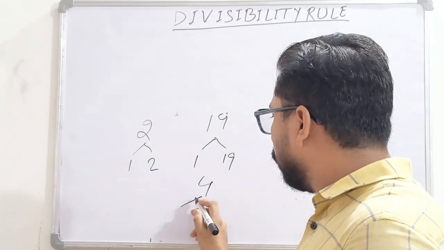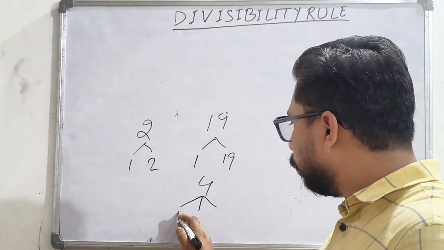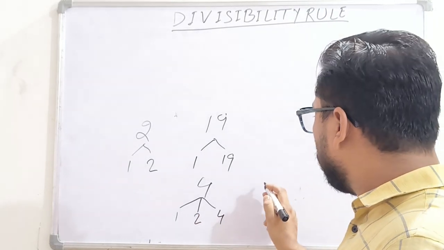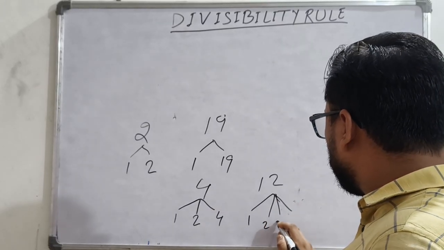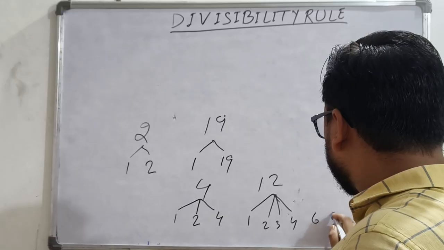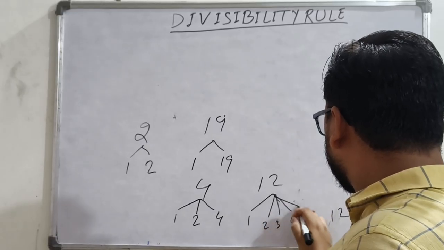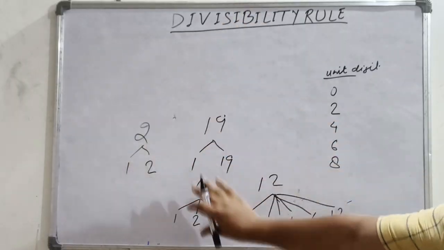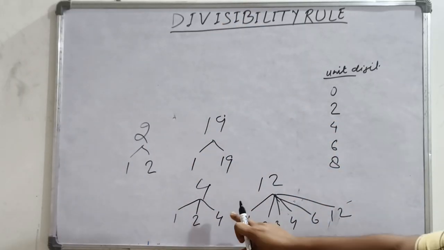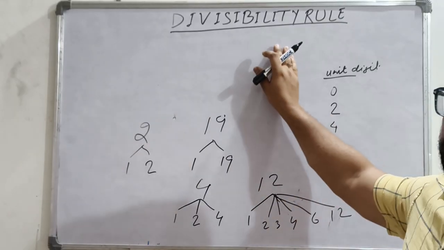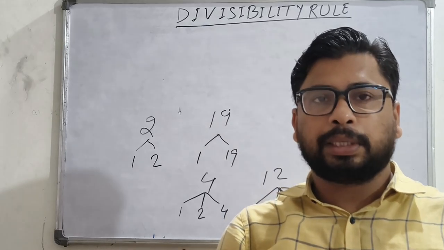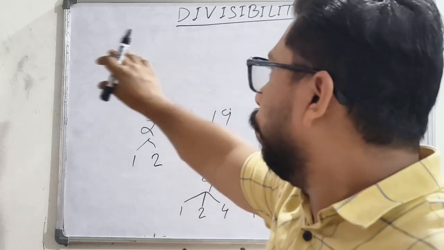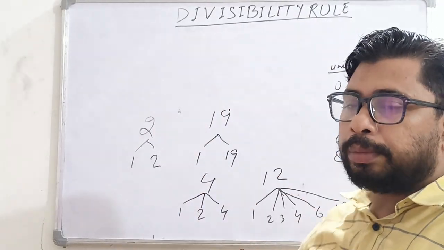Suppose 4: the factors of 4 are 1, 2 and 4. 12: the factors are 1, 2, 3, 4, 6 and 12. These are composite numbers. 4 and 12 are composite numbers, having more than two factors. Okay, now come to the divisibility rule. Already you know natural number, whole number, integer, rational, irrational. But today we are going to study the divisibility rule.